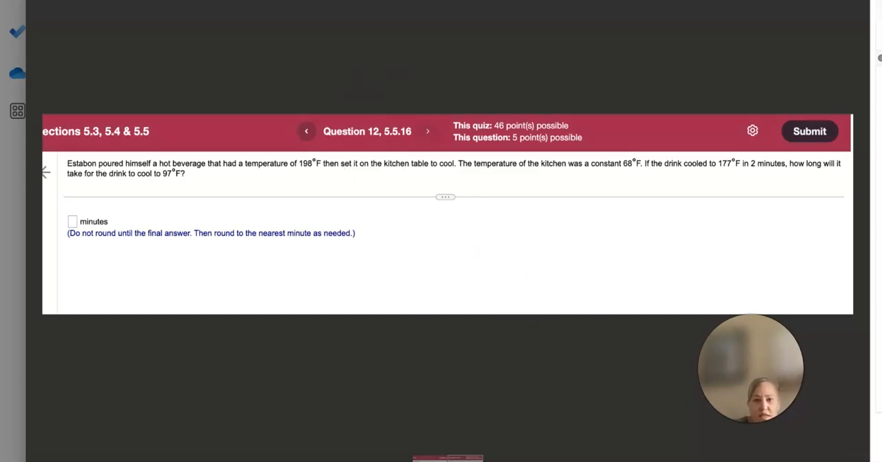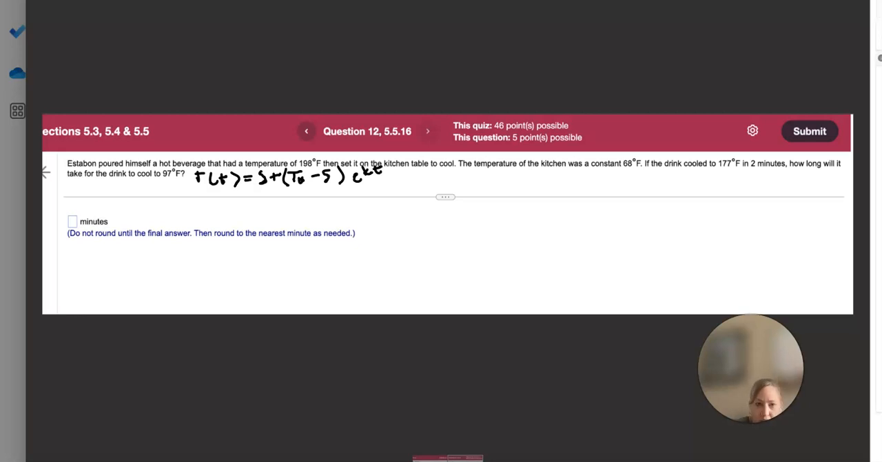So the equation that you'll be using for this is T of t. And even though you didn't have a problem exactly like this in the homework, you did have one that was a cooling problem, and so this is exactly the same. So T of t equals S plus (T sub 0 minus S) e to the kt. That's the formula you're going to use.